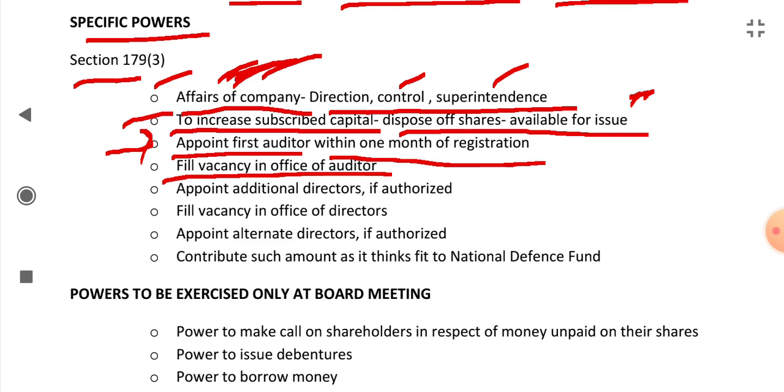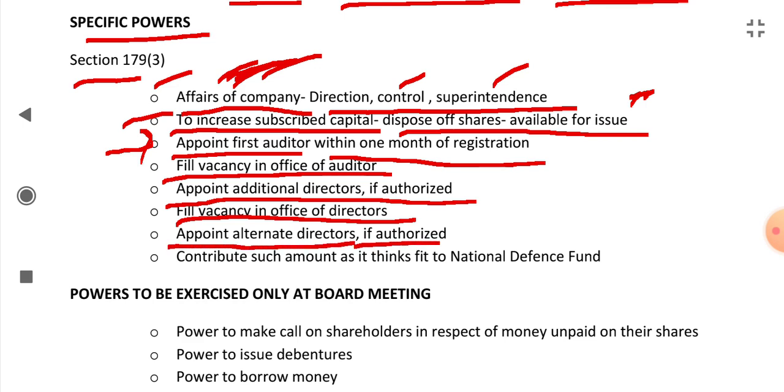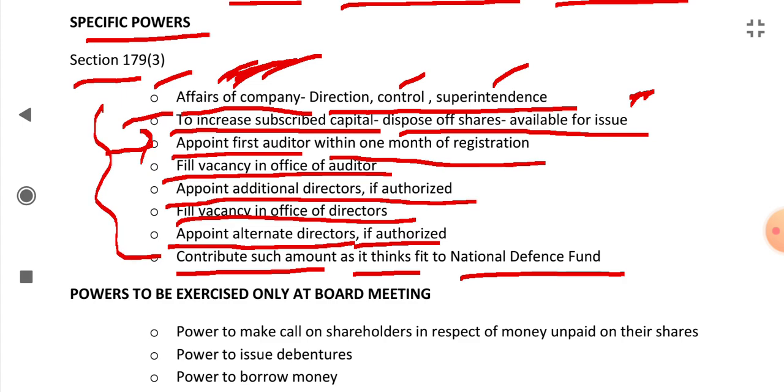To appoint additional directors, if they are authorized to appoint, they can appoint the additional directors and fill vacancy in the office of the directors. And if they are authorized, they can appoint alternate directors, they have the power to appoint alternate directors and to contribute such amount as it thinks fit to national defense fund, okay. These were some specific powers.